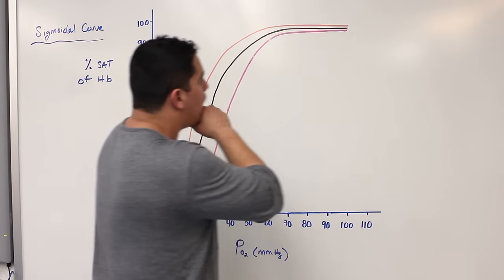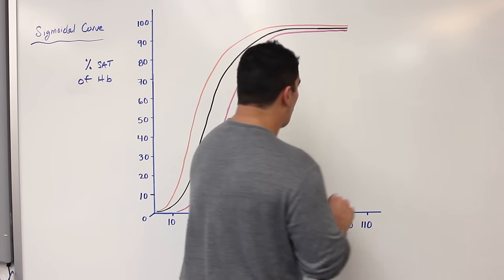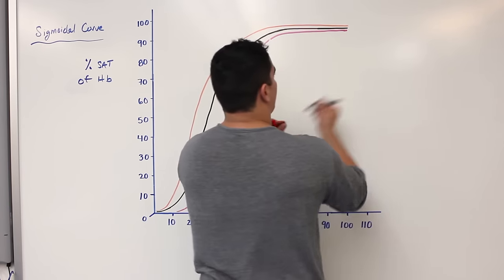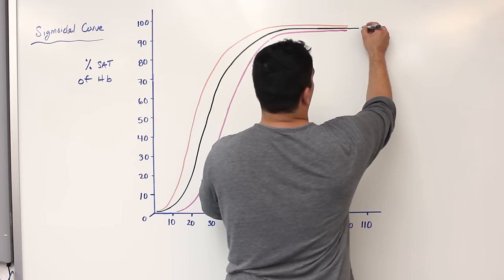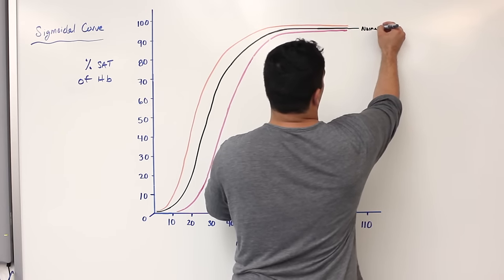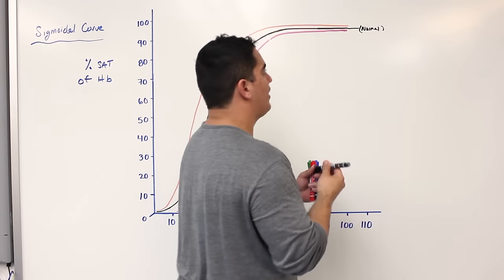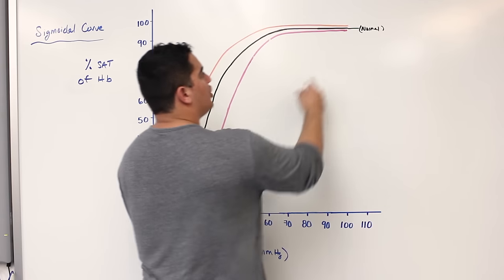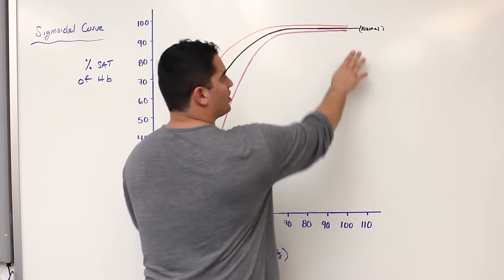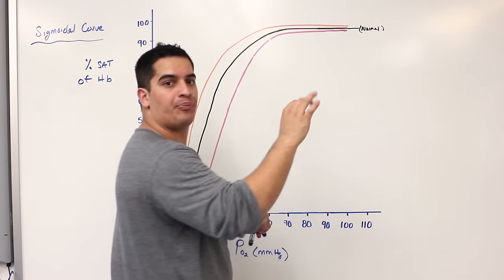So now, what is the normal? We're going to take this black line here. The black line is representing normal situations. No changes, nothing abnormal. We'll talk about the changes in the pink and the orange. But first, let's focus on the black one, which is just normal.